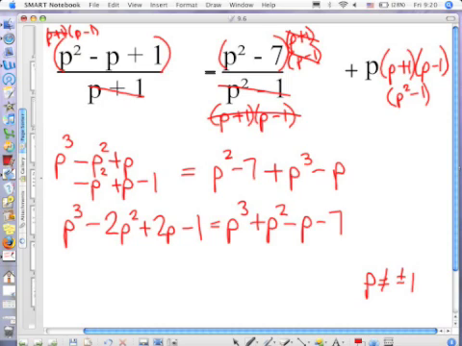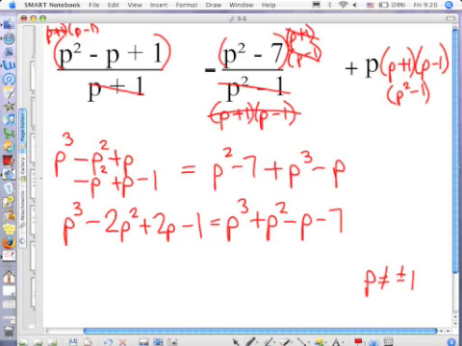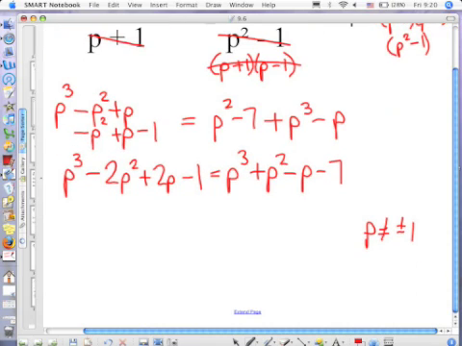Your brain should be shouting something out right now. I got cubes and I got squares. What's the next move? Put it all equal to 0. This is a quadratic equation. I get to set the whole thing equal to 0. Alrighty.